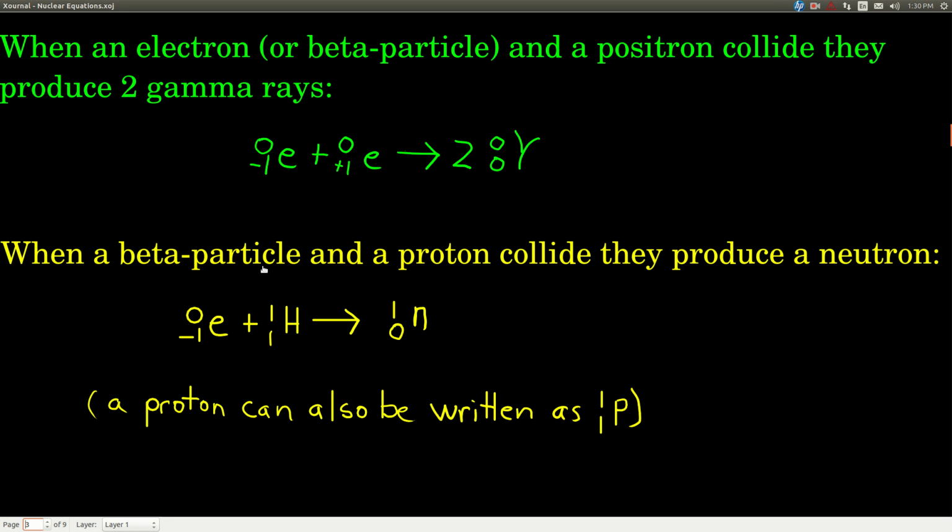Now, the other thing to remember is that when a beta particle and a proton, an electron and a proton, collide, they produce a neutron, just like this right here. A proton can be written either H11 or P11, doesn't matter. But what's happening here is this electron is combining with a proton in the nucleus of some isotope and changing that proton into a neutron. Now, when we change the number of protons, we change what element it is, right? So now we have a different element there.